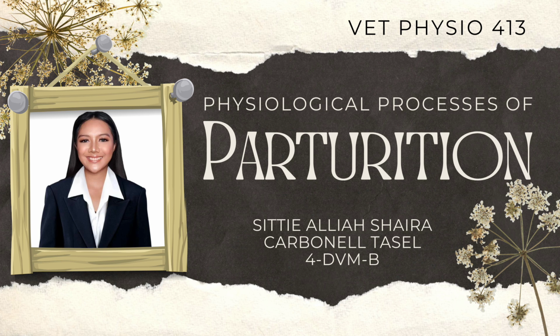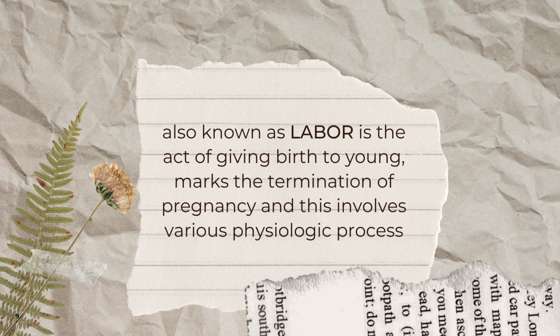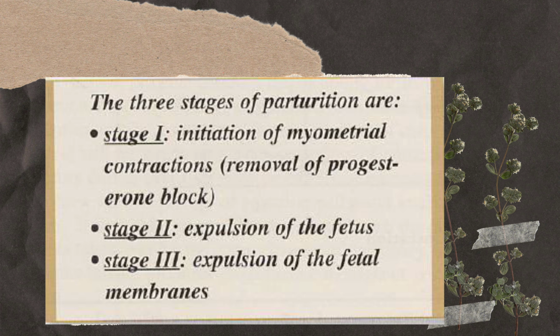Parturition, also known as labor, is the act of giving birth to young, and marks the termination of pregnancy. This involves various physiological processes. There are three stages of parturition. Stage 1 is the initiation of myometrial contractions, or the removal of progesterone block. Stage 2 is the expulsion of the fetus, and stage 3 is the expulsion of the fetal membranes.